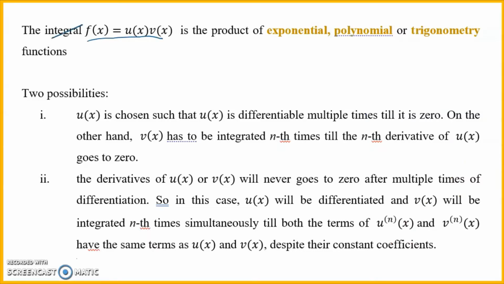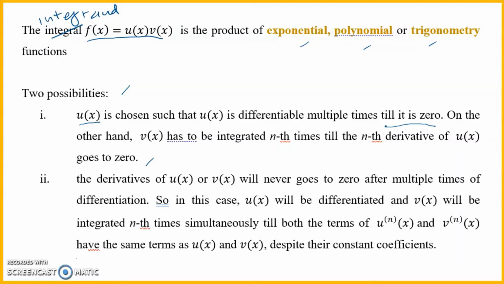is the product of exponential, polynomial, or trigonometric functions. There are actually two possibilities here. First, u of x is chosen such that u of x can be differentiated multiple times until we get 0. At the same time, v of x has to be integrated the same number of times until the derivative of u of x goes to 0.